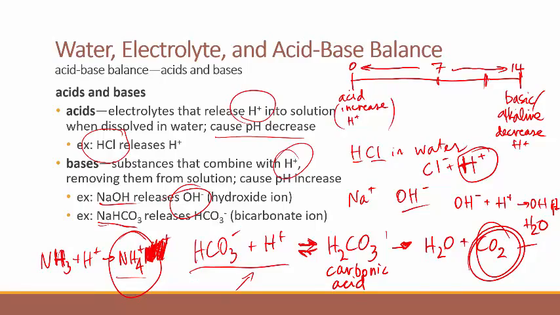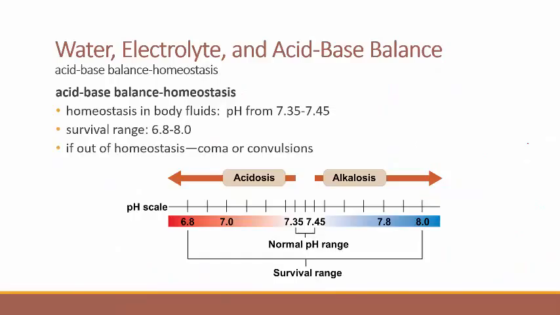Okay, so acids and bases hopefully makes sense, and hopefully you're recalling then the pH scale. So homeostasis in body fluids is, we've got a very narrow little range. It's slightly alkaline, so 7.35 to 7.45. That is homeostasis in body fluids. You can survive if you're anywhere between 6.8 and 8.0.